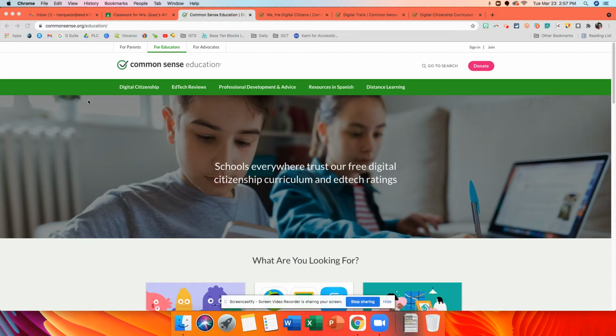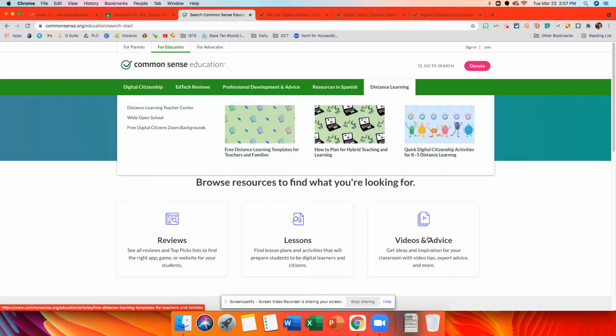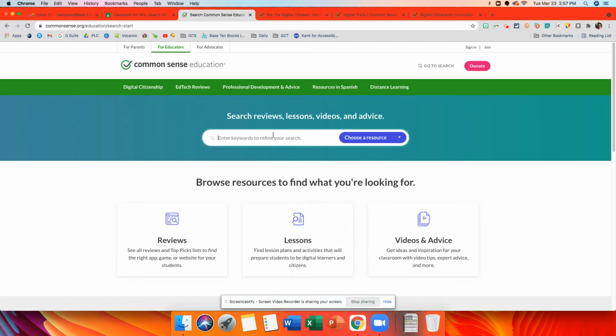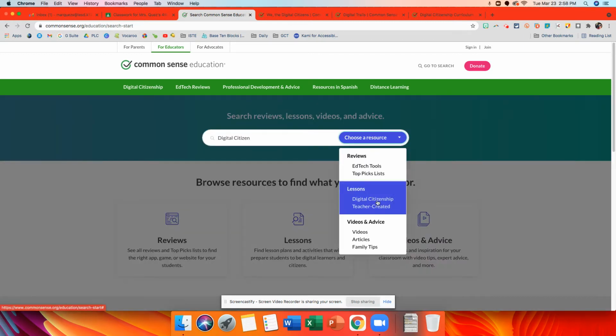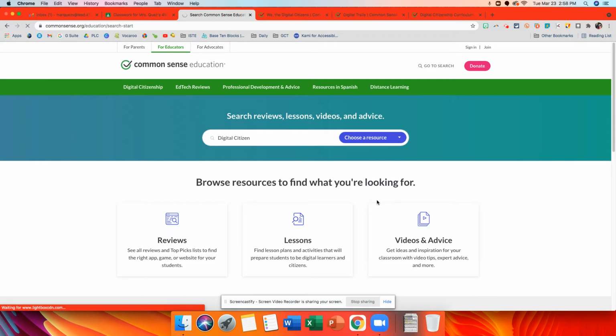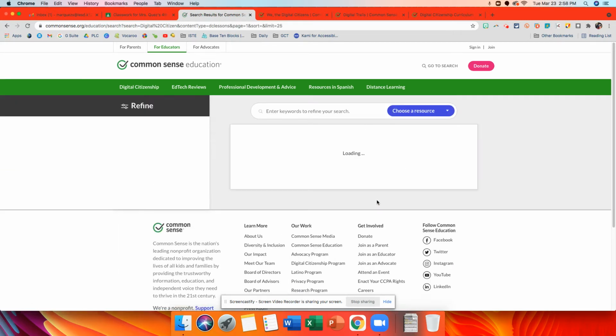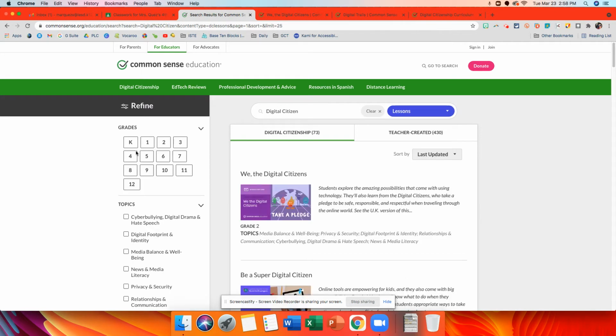Quick overview. If you go to Common Sense Education or commonsense.org, you can go to the search bar and put in anything you're searching for that's related to technology. You can get lessons, and you can get reviews on applications to use with your students. You just type in what you're looking for, pick your resource, and then once it loads, you'll have a list of lessons, and you can pick your grade level and your topic.